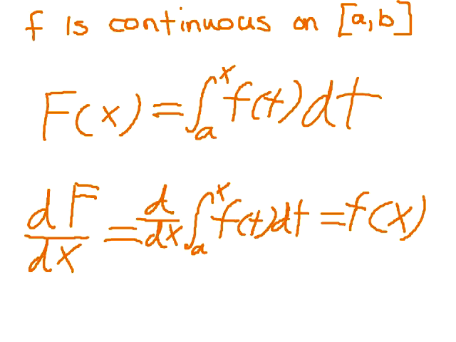So 5.4 is the fundamental theorem of calculus. Part 1 says that if f is continuous on [a, b], then the function F of x equal to the integral from a to x of f of t dt has a derivative at every point x in the interval [a, b], and the derivative of the integral from a to x of f of t dt equals f of x.